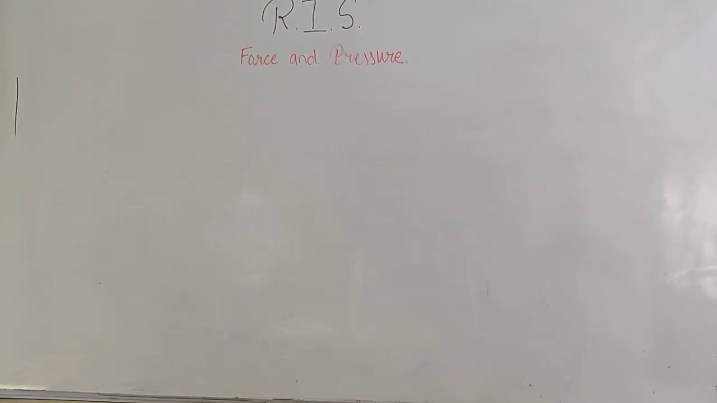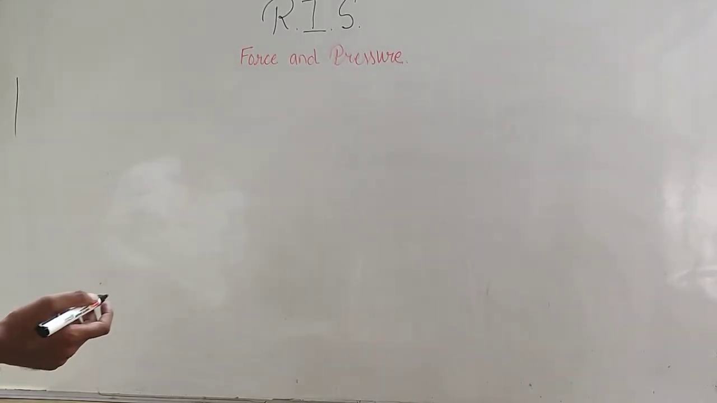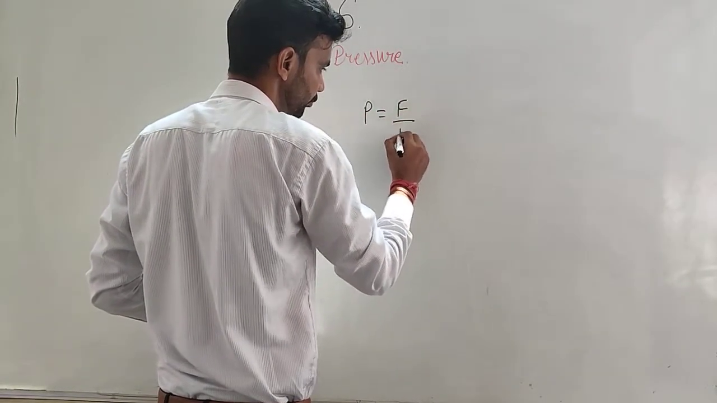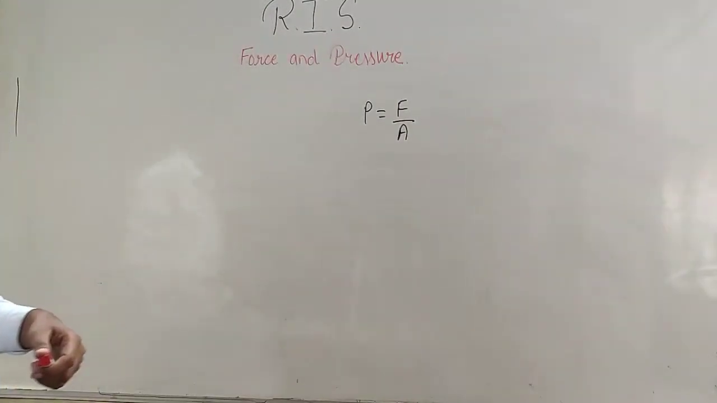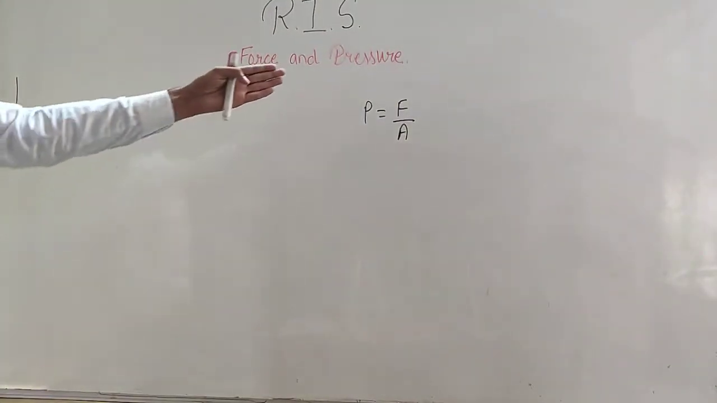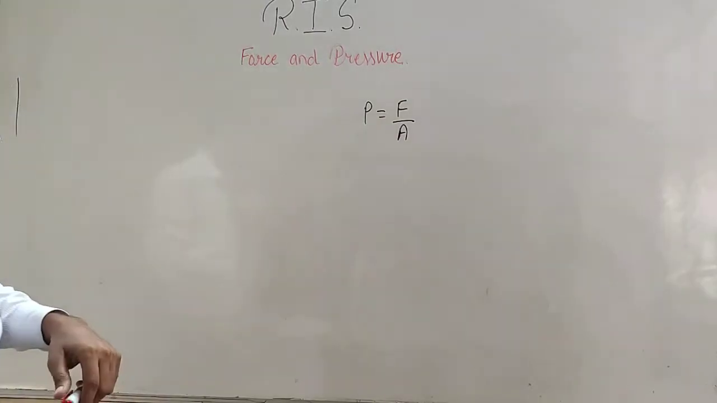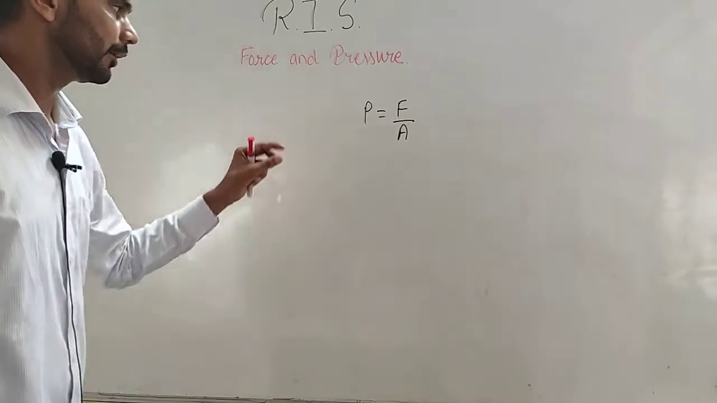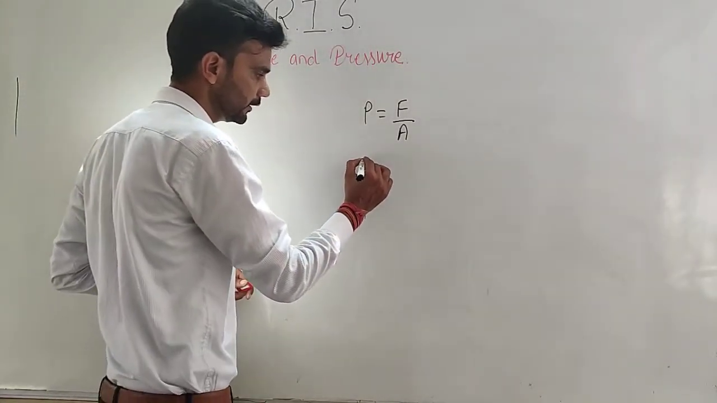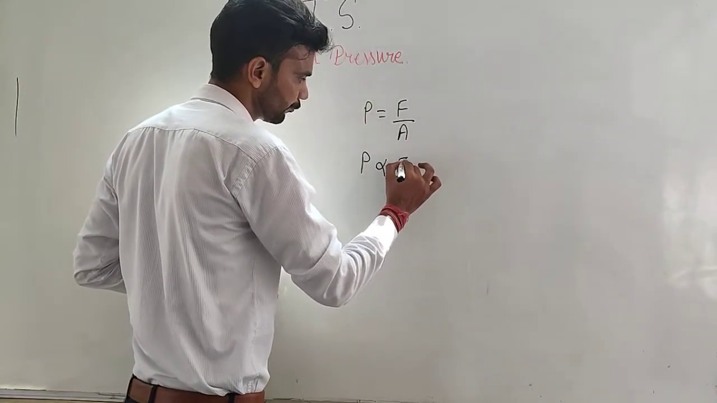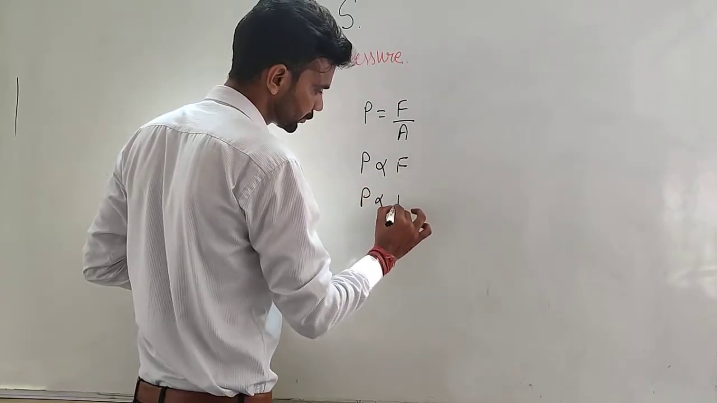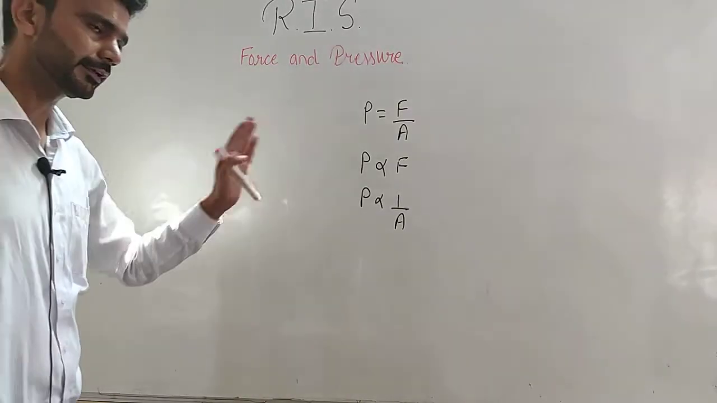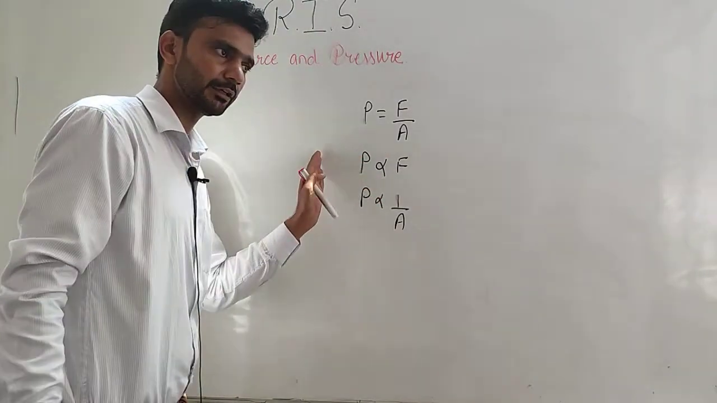Now we will discuss pressure. I told you the formula of pressure is equal to force upon area. From this formula we can write the definition also. Force per unit area is known as pressure. P stands for pressure, F stands for force, and A stands for area. From this we have a conclusion that pressure is directly proportional to force and pressure is inversely proportional to area. It means if the force increases, then pressure will increase. If the force decreases, then pressure will decrease.